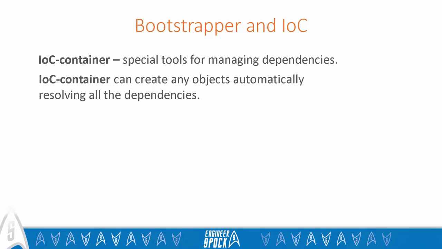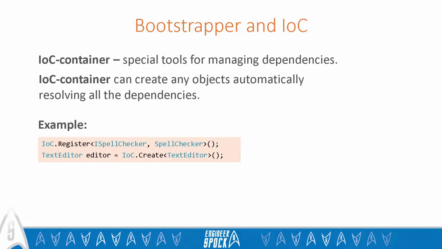In short, we use IOC containers to manage dependencies and automatically resolve them. For example, we can register a spell checker implementation as a default implementation for the ISpellChecker interface, and then, in order to create the text editor, we can call the IOC container. The IOC container will check all the dependencies of the requested type. If it knows how to resolve them, it will create them one by one, and in the end it will return the constructed object.